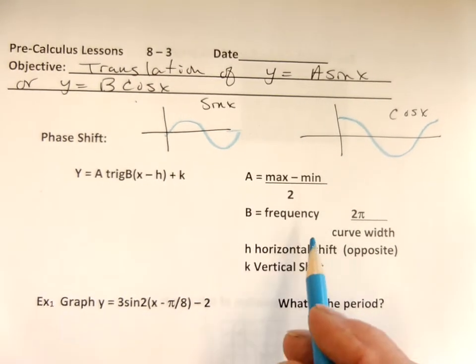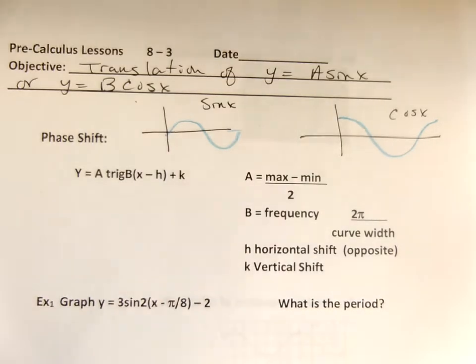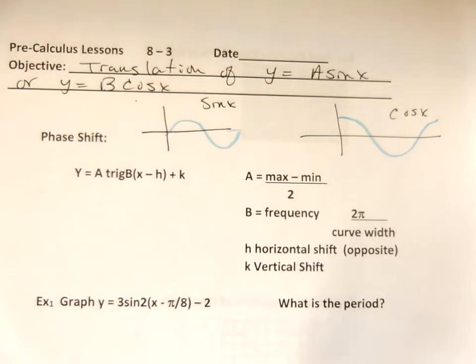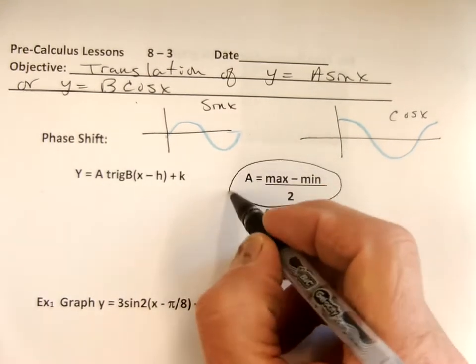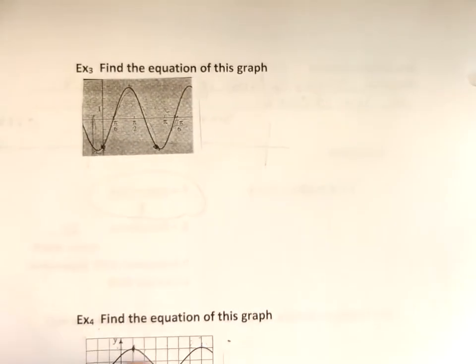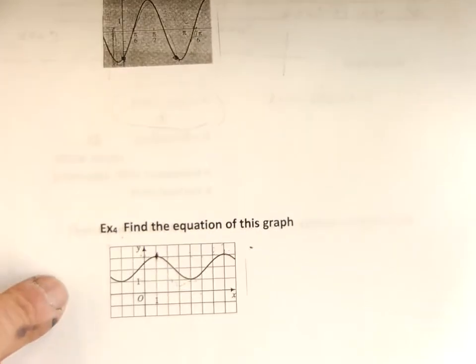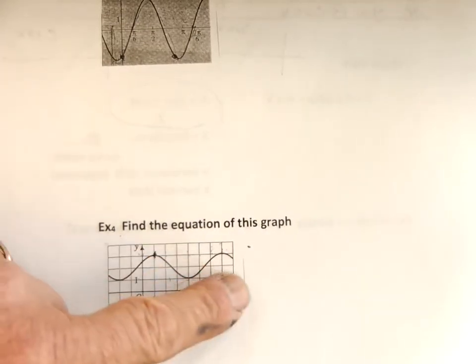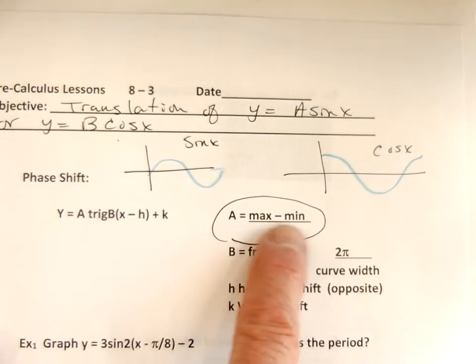So there's a few things that I want to give you. The amplitudes are usually pretty easy. But if you have a hard time finding the amplitude, because sometimes the graphs will be shifted, and you'll have to figure out what the amplitude is, well, it's just going to be the average between the highest and the lowest, which is the max minus min divided by 2.